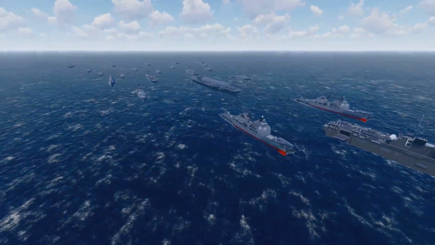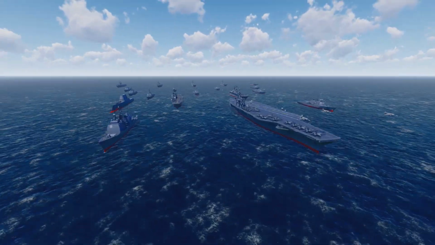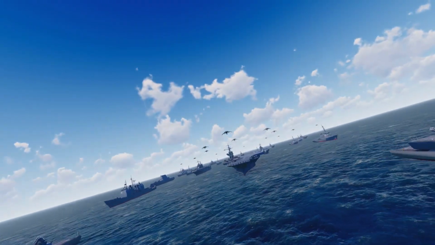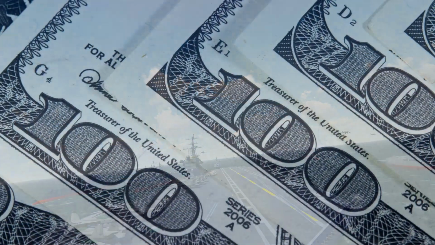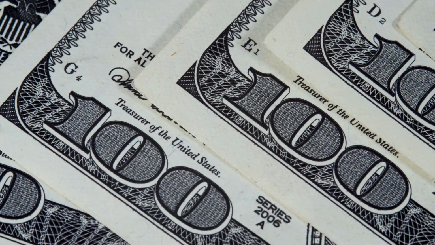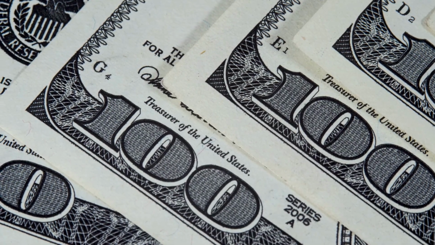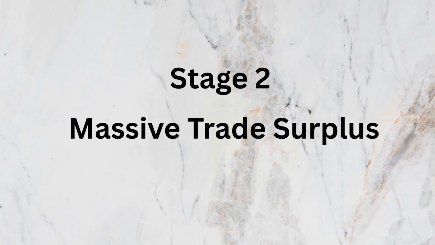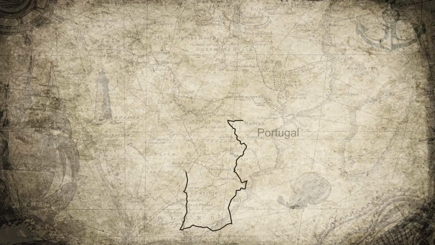The United States achieved the same position after 1945. 11 aircraft carrier battle groups, bases near every critical trade choke point. The dollar dominates because American military power controls global commerce. Stage 2. Massive trade surplus. Once you control trade, wealth flows toward you.